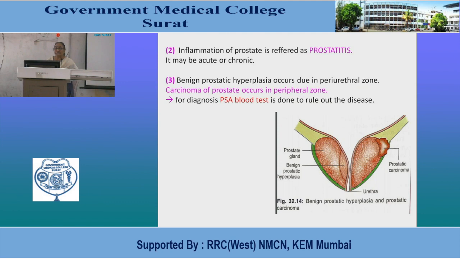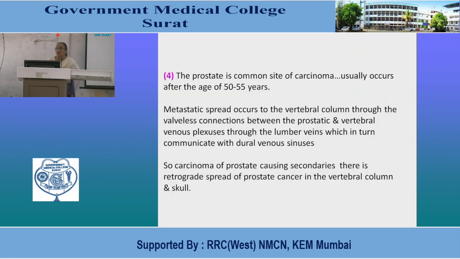For diagnosis, the prostate specific antigen, PSA, blood test is done to rule out the disease. The prostate is a common site of carcinoma, usually occurring after the age of 50 to 55 years. So again, prostatic cancer.